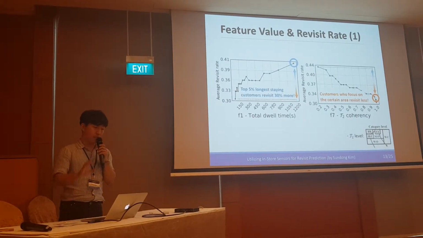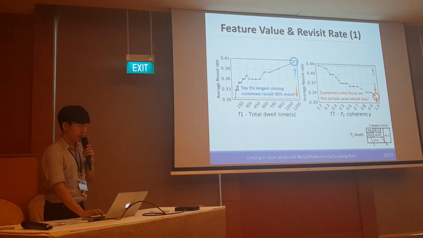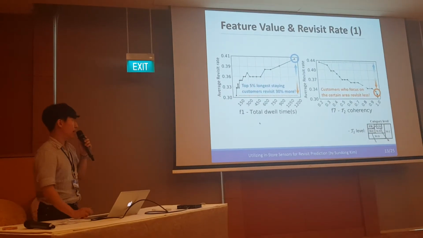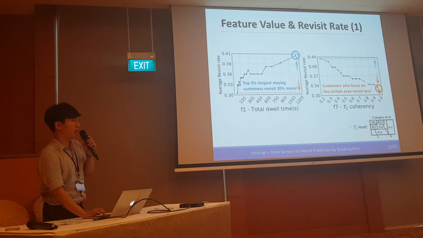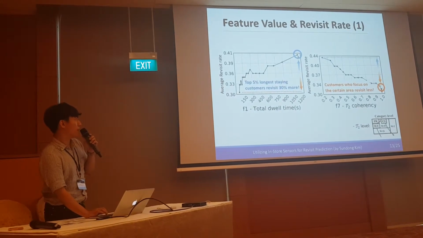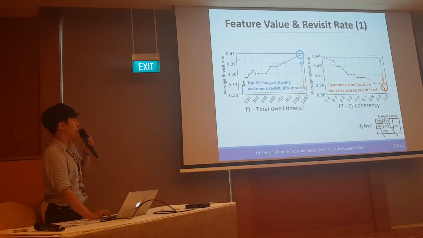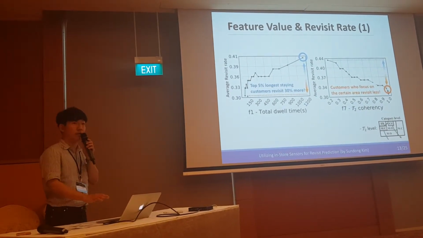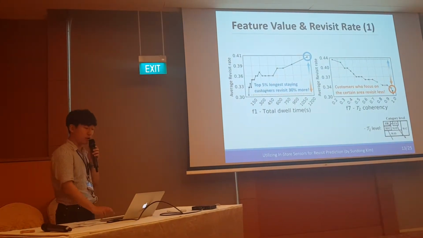These are some correlations between feature value and the revisit rate. The first figure is about total dwell time, and each point means 5% of the whole user base. The top 5% of the user group actually revisit 30% more than the bottom 5% of users, who spend a very short time in the store.